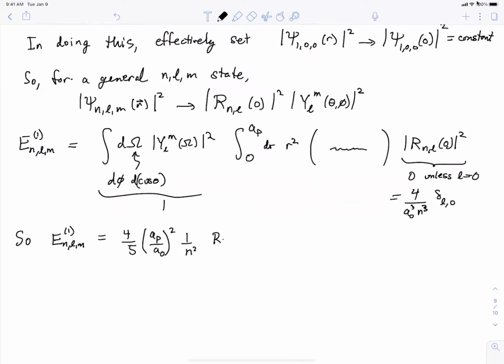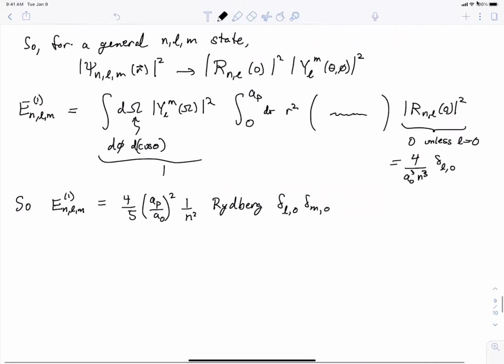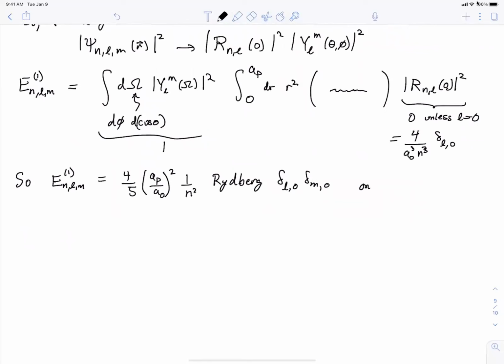Okay, so it's in Rydberg's. And L has to be 0 for there to be any effect at all. And that means M has to be 0 also. So this only affects S states. Remember, S is the code that tells you it's angular momentum 0.